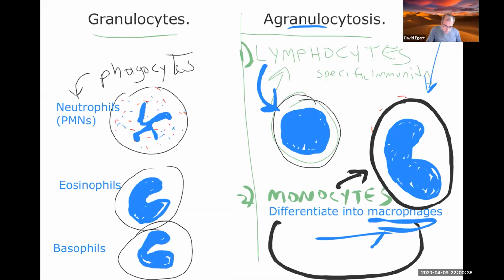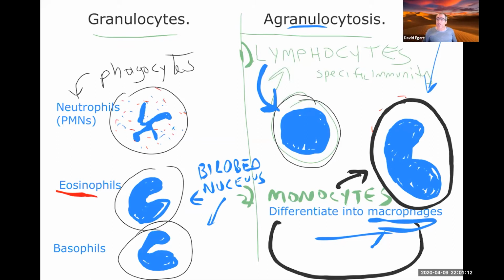So, bilobed nucleus. When I first started teaching, I could just say, think about a telephone handset on your telephone. That's what people used to have, real telephones. Anyway, the granules are what really give these away. Eosinophils are filled with these big red granules.